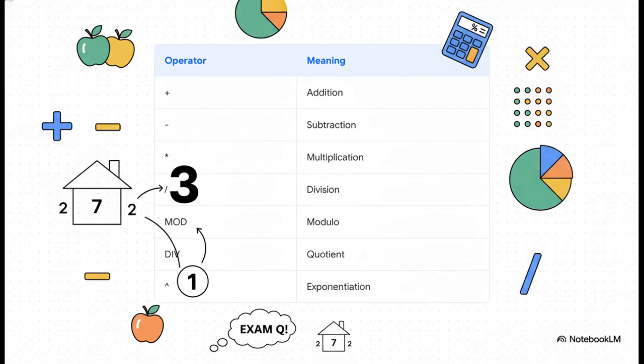Next up, arithmetic. You know most of these already. Plus, minus, times, divide. Easy, but the two to really focus on are mod and div. Div just gives you the whole number part of a division. So 10 div 3 is just 3. Mod, or modulo, is the fun one. It gives you the remainder. So 10 mod 3 is 1, because 3 goes into 10 3 times, with 1 left over. Mod is brilliant for things like checking if a number is even or odd, and examiners absolutely love it.